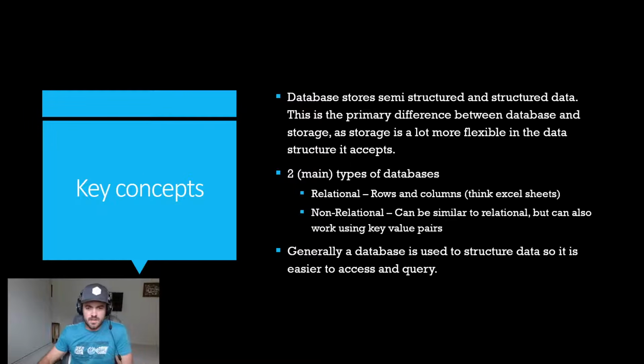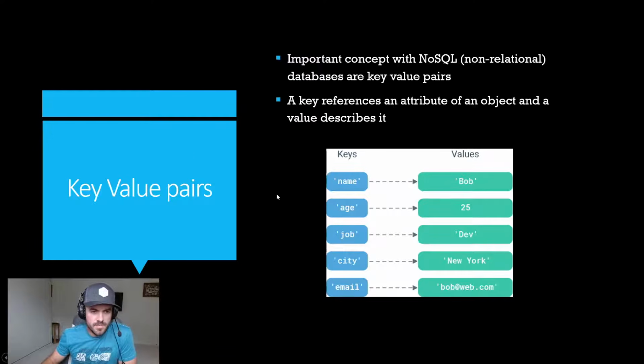So if we think about key value pairs, this isn't the most obvious concept to everyone, so let's just brush over what it is, because it's important to know this with NoSQL databases. A key is going to be referencing an attribute of an object and a value that describes it. For example, you have keys like name, age, job, city, email, and then values will be like a name of Bob, age of 25, etc.